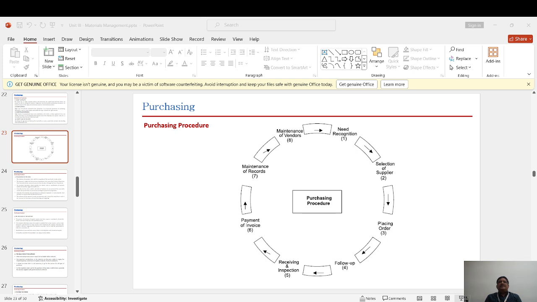Then the seventh step of the purchase procedure is maintenance of the record. Maintenance of the record is an important part and parcel of the efficient purchase function, because in an industrial firm, most of the purchases are repeat orders, and hence past records serve as a good guide for future action. So if we continuously keep the records, then we can analyze them, and according to that, we can do the next purchase.